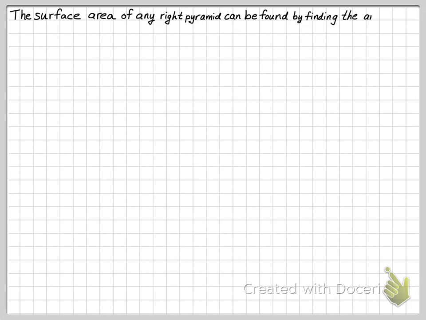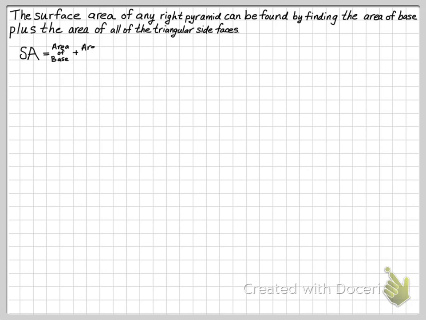So here we go. In summary, we can say that the surface area of any right pyramid can be found by finding the area of the base plus the area of all the triangular side faces. We say that the surface area is the area of the base plus the area of the side faces.